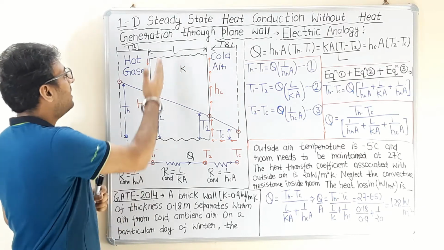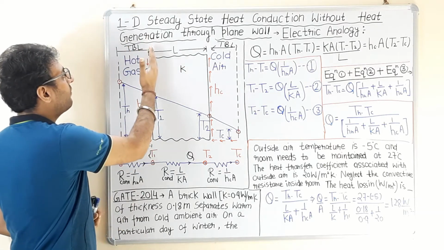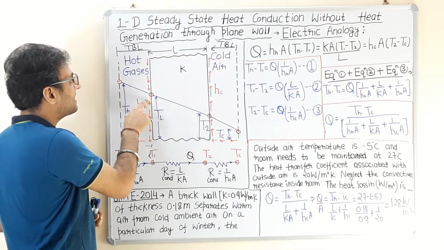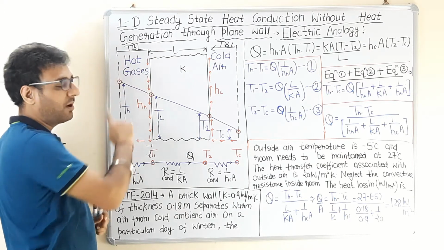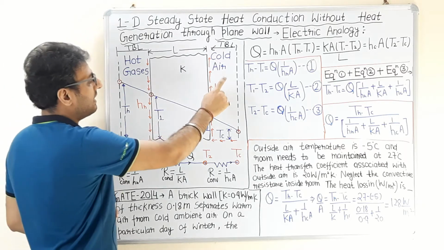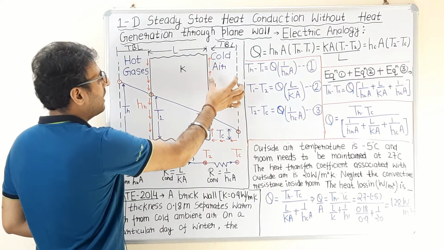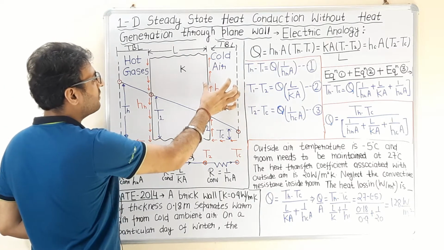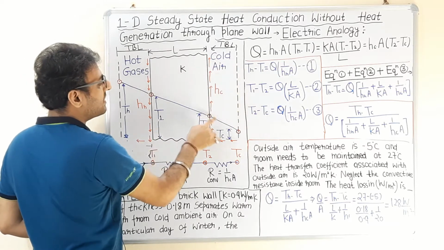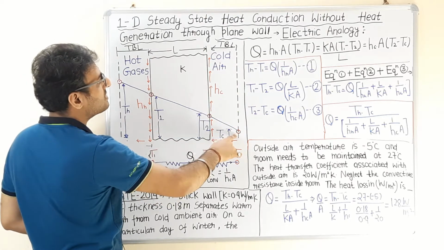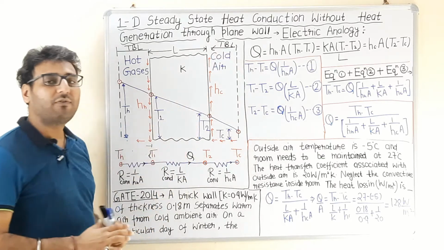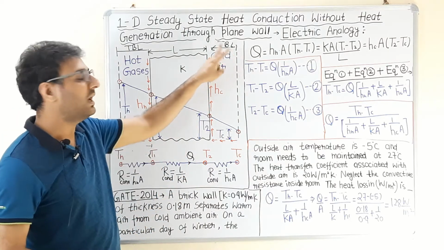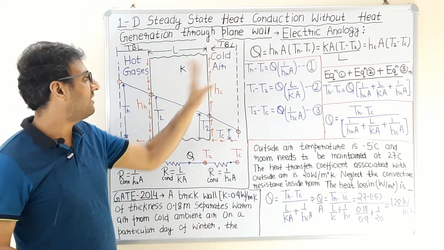Now the region to the left of the inner face of the wall where a temperature gradient exists is known as the thermal boundary layer. Similarly, the region to the right of the outer face of the wall where a temperature gradient exists in the fluid is known as the thermal boundary layer. We will discuss this topic, thermal boundary layer, in detail in convective heat transfer.